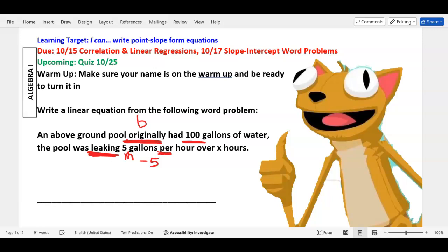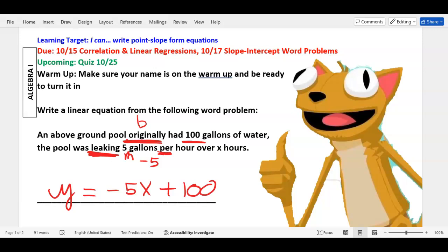So Y equals -5x plus 100. Did you write 5x plus 100? Because if you did, you're close. Look for negative words. Think about, is it going up, going down, or what? Make sure your name's on it and pass it to the front, please.